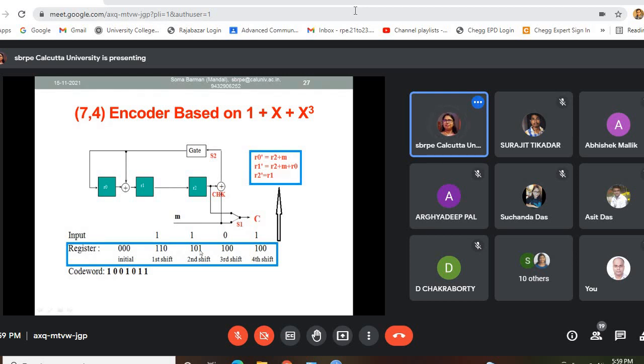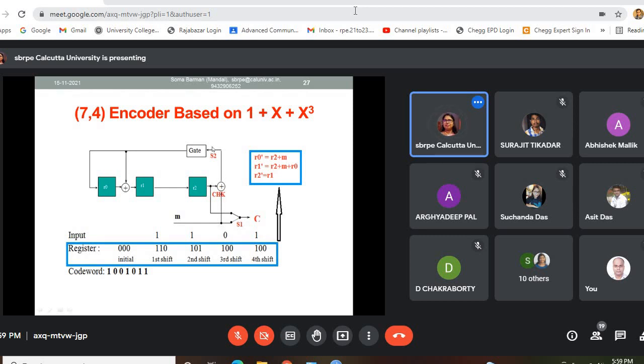Clear? Now, in the third shift, M is 0. So 0 is coming out. So that's why it is 0. Now, 0 is coming out. And what is the output of R2 here? 1. So again 1 and 0, so 1 and 0 means 1.